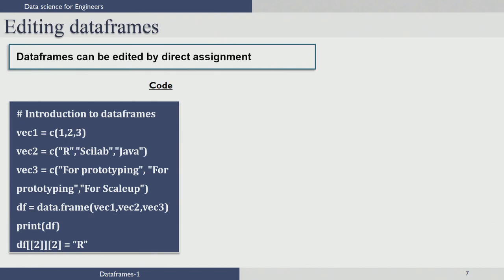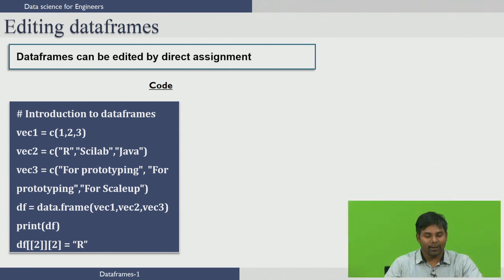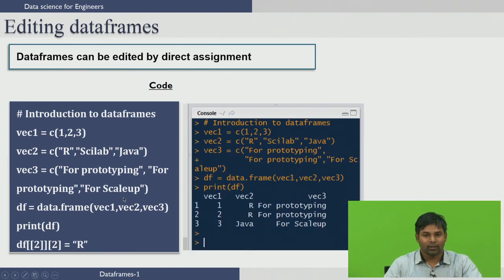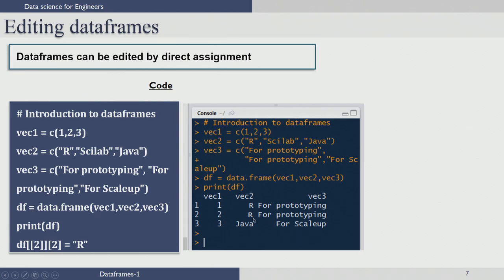Now, if I want to change the second entry in vector 2 to R instead of Scilab, I can achieve that by using this command. I am accessing and I want to replace the element in the second row, second column with a string R. When you execute this command df of 2 comma 2 is equal to R, it replaces the entry Scilab with R as shown in the results. You can see that the Scilab has been replaced with the R. This is how you can edit the data frame by direct assignment.